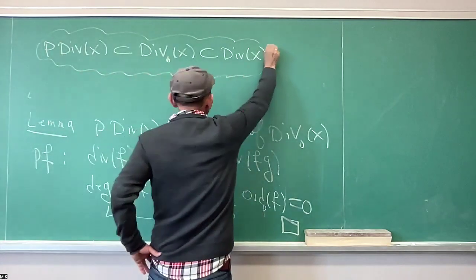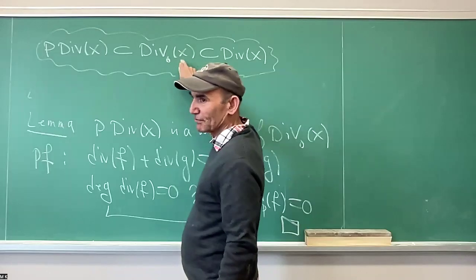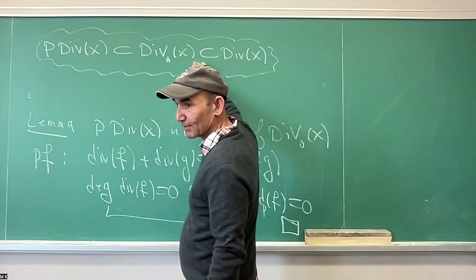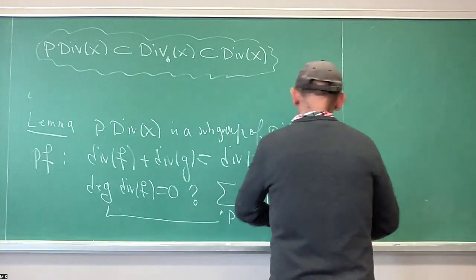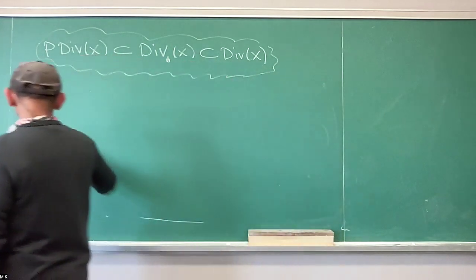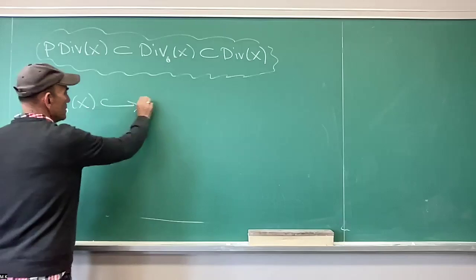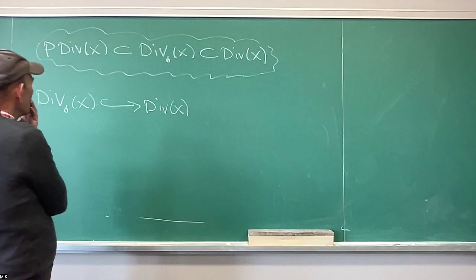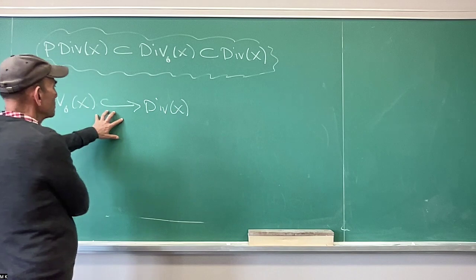Now, from here to here is not a big issue. I mean, there is not a big difference between these two. Why? Because I can find a section for this map. So this sequence splits. Div 0 splits. So let me show you. That's pretty easy, but it's kind of important to know. This injection of subgroup div 0 X inside div X. Oh, what am I trying to say? I'm trying to say that the difference between these two is not that much.